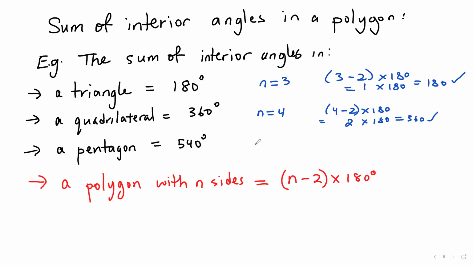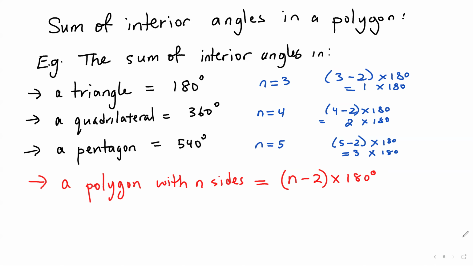And then in a pentagon, the number of sides n is 5. So that would be 5 take away 2 times 180, which is 3 times 180. And that is actually 540. So that's the formula. Most times I forget it, guys. I always forget the formula for the sum of the interior angles in a polygon, but it's something that you do have to remember. I've seen questions with it in CSEC, right? So the formula to calculate the sum of the interior angles in any polygon is the number of sides minus 2, multiplied by 180 degrees.